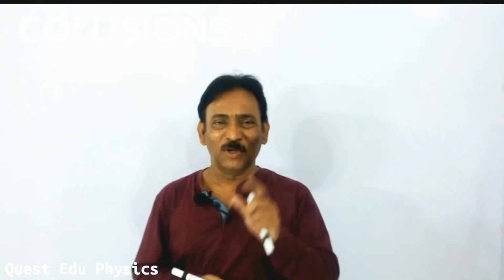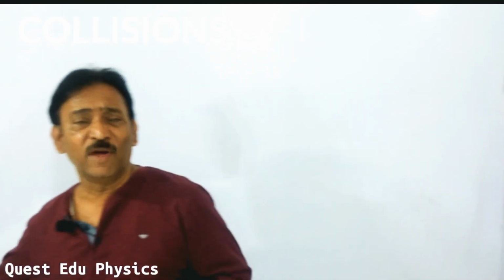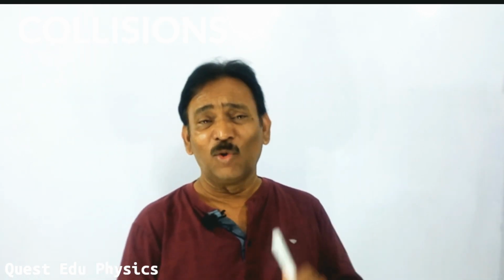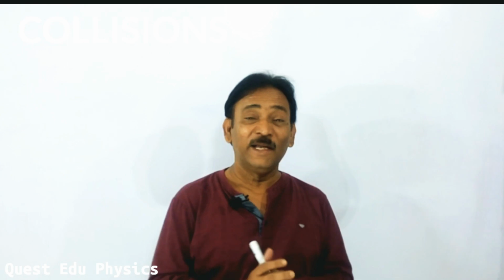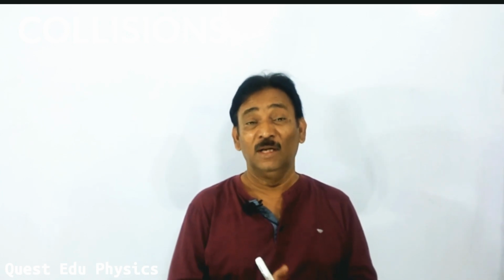Okay, students. Actually, these collisions are classified into two types. One is elastic collision and the second is inelastic collision. First of all, we have to understand what an elastic collision is. A collision in which both kinetic energy and momentum of the body are conserved.